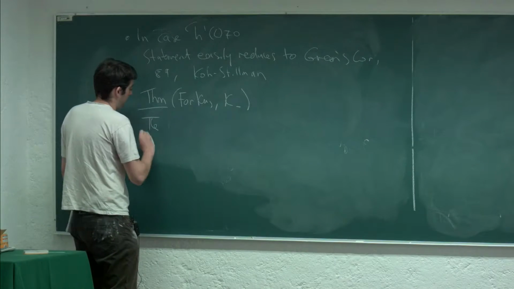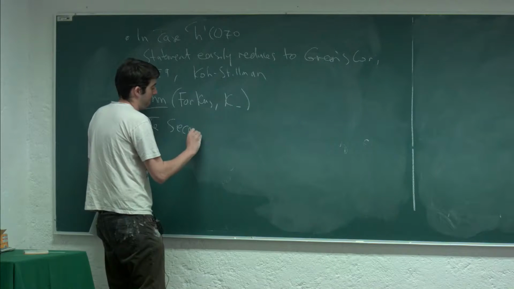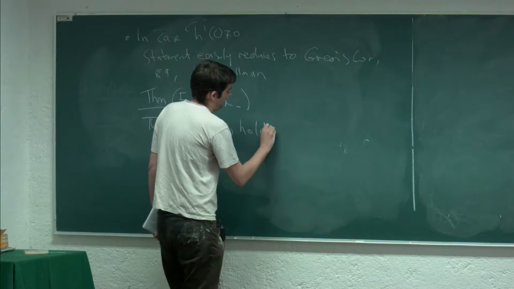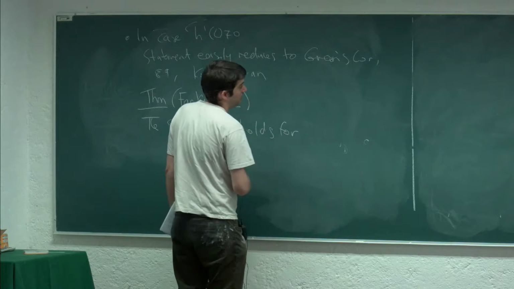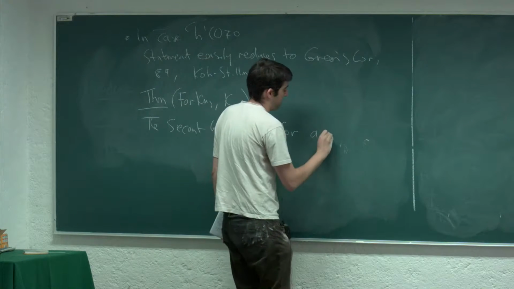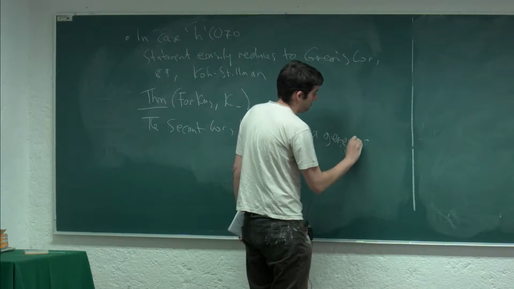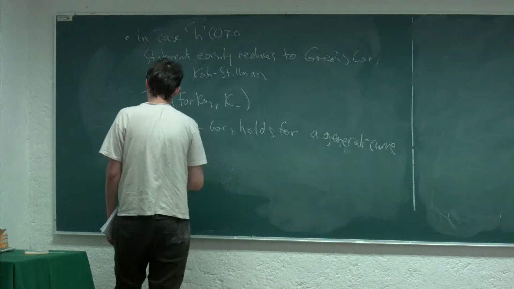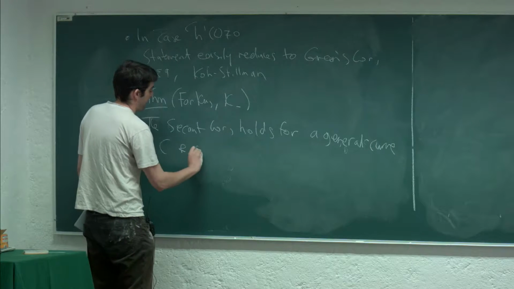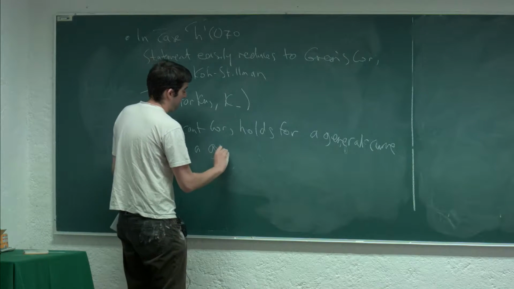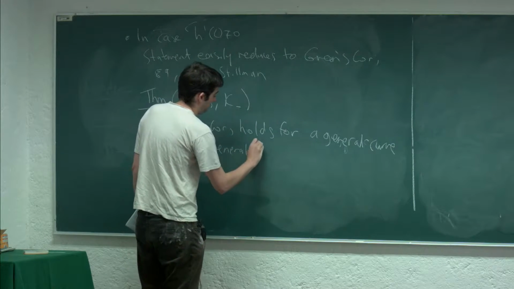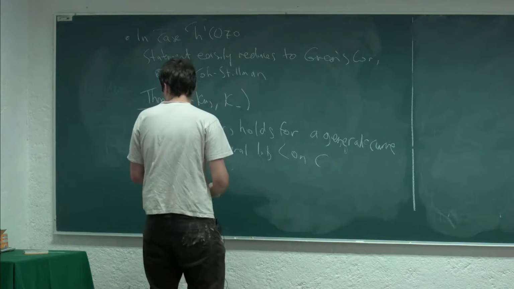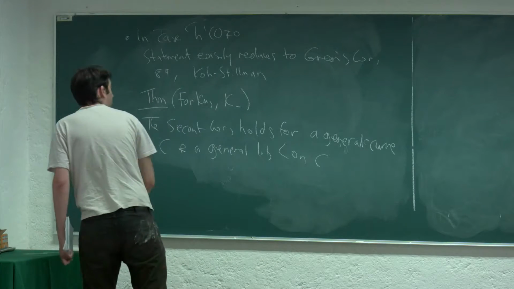So the statement is that the secant conjecture holds for a general curve C of genus g and a general line bundle L on C. Okay, and I'll just say a couple of words about the proof.